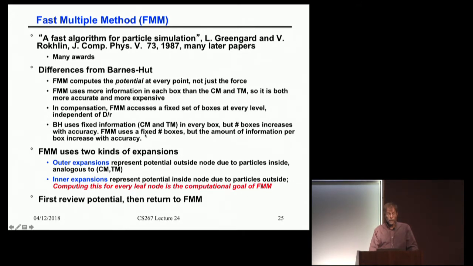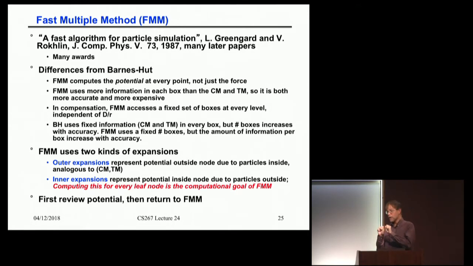And so I'm going to use a fixed number of boxes. The idea about Barnes-Hut is if you wanted more accuracy, you increase the number of boxes. In the fast multipole method, it's going to use a fixed number of boxes, but if you want more accuracy, you need to take more terms of the Taylor expansion. So that's going to be the way it works.